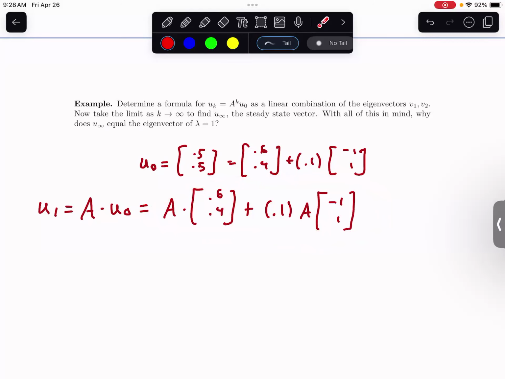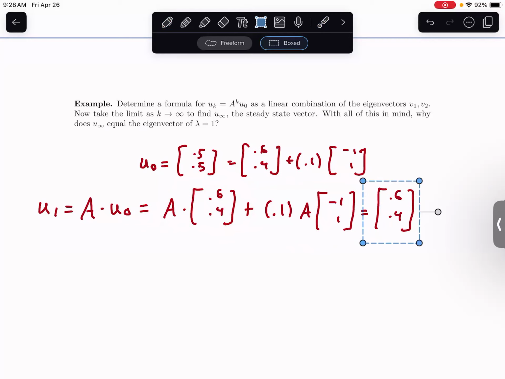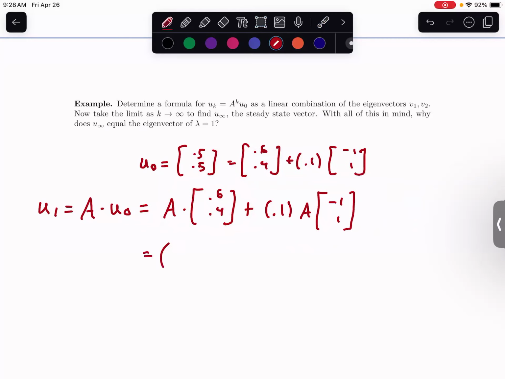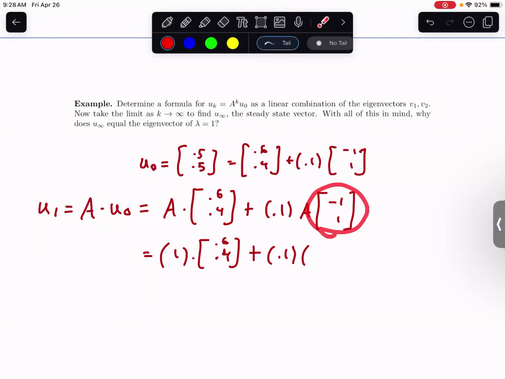And then we want to use the fact that this is an eigenvector with eigenvalue 1. With this in mind, this is going to be equal to 0.6, 0.4. Maybe let's write it like this, actually. I don't know if it's clear why I'm doing this. So this is equal to 1 multiplied by 0.6, 0.4, due to the fact that 0.6, 0.4 is an eigenvector with eigenvalue 1. This will be plus 0.1 multiplied by, so minus 1, 1 is an eigenvector with eigenvalue 0.5. So A times this eigenvector is really just 0.5 multiplied by minus 1, 1.